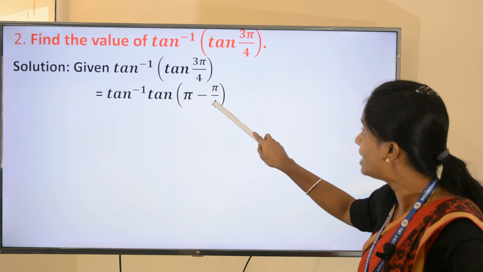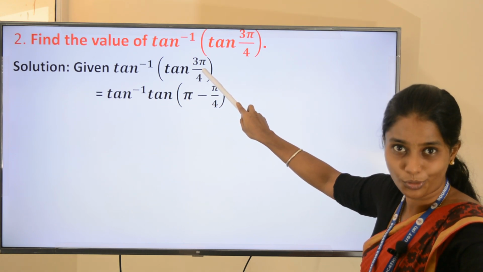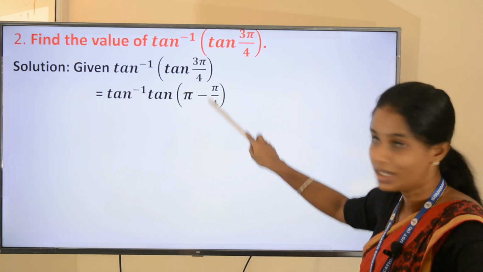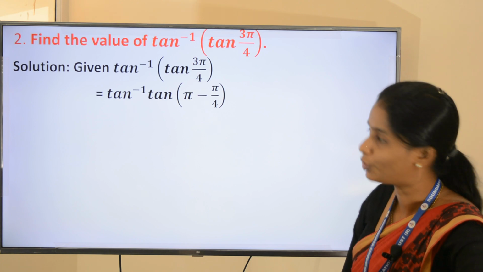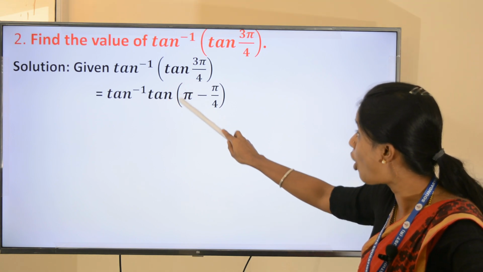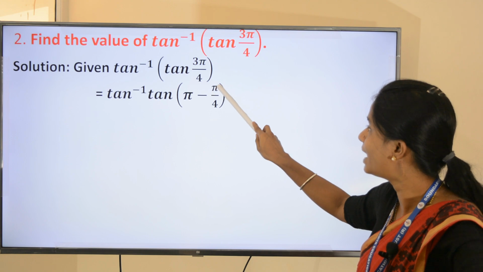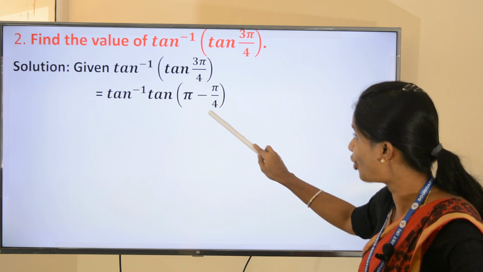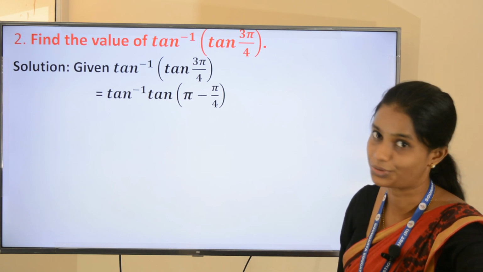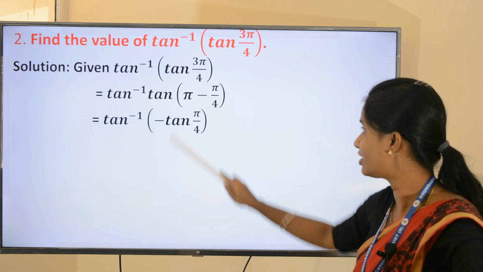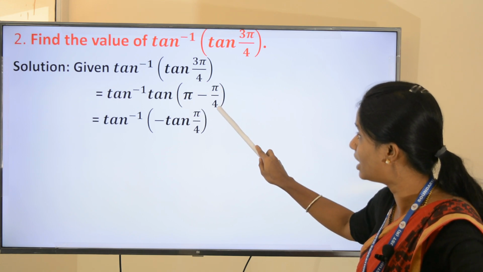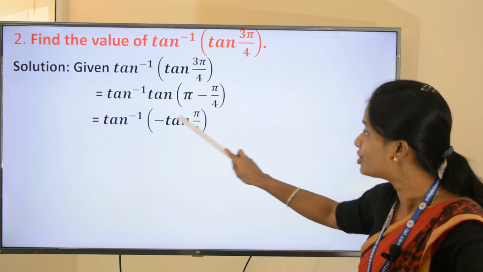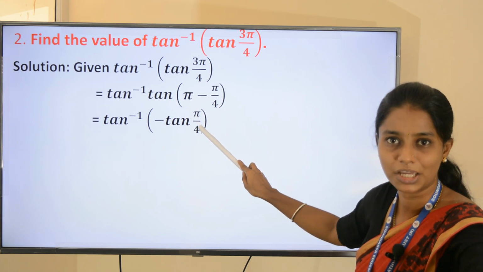If you take the LCM, you will get the value 3 pi by 4 only. That is 4 pi minus pi whole divided by 4, which is equal to 3 pi by 4. Now how can I write tan of pi minus pi by 4? Is the tan trigonometric function in the second quadrant positive or negative? It is negative. So tan of pi minus pi by 4 is minus tan pi by 4.